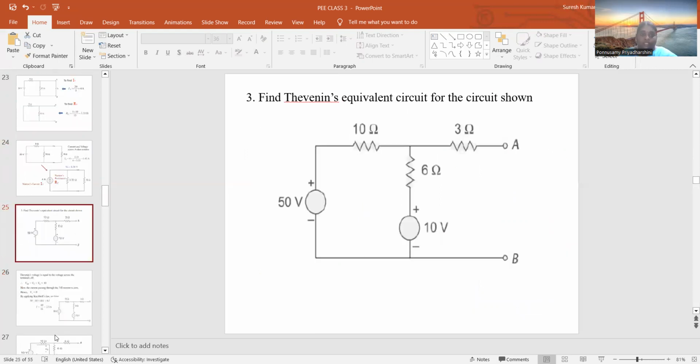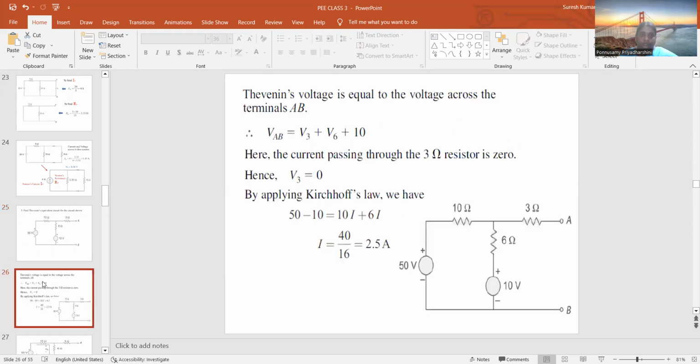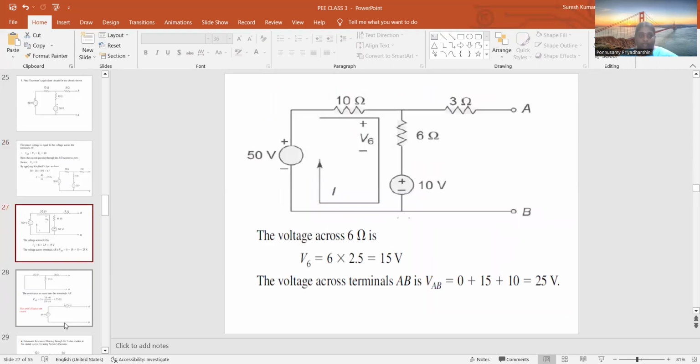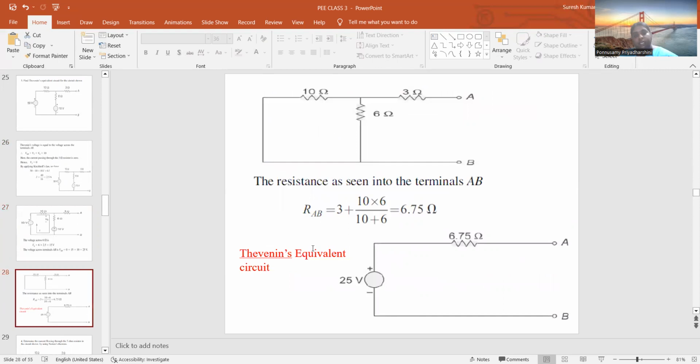So here the problem is given as: find the Thevenin equivalent circuit for this circuit which has been given. This is already open circuit. We have to find out the VTH across C and B. For this, this is connected in parallel, right? But here we have the source and the drop. So first find the current flowing through the 6 ohm resistor, and that has to be used along with this 10 volt. The answer is I is 2.5 amps. So if I use that, my VTH is going to be 25 volt. Then if I find the equivalent resistance, this is 6.75. If I substitute that, I will get the Thevenin's equivalent circuit.